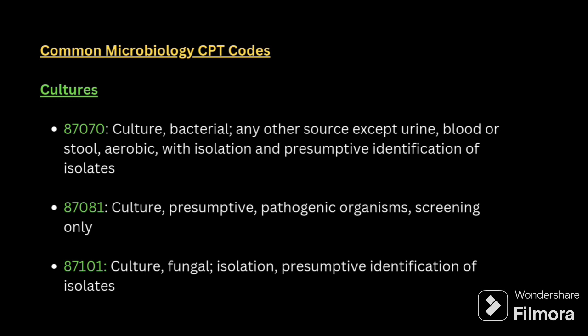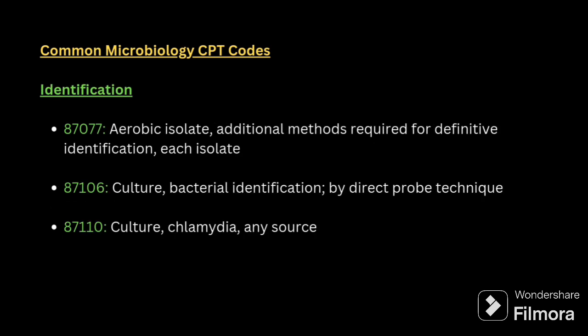For culture, the code series are 87070, 87081, 87101. So 87070 is bacterial, 87081 is presumptive and 87101 is fungal. And for identification, 87077 is for aerobic isolate, 87106 is for culture bacterial identification, and 87110 is for culture chlamydia, any source.